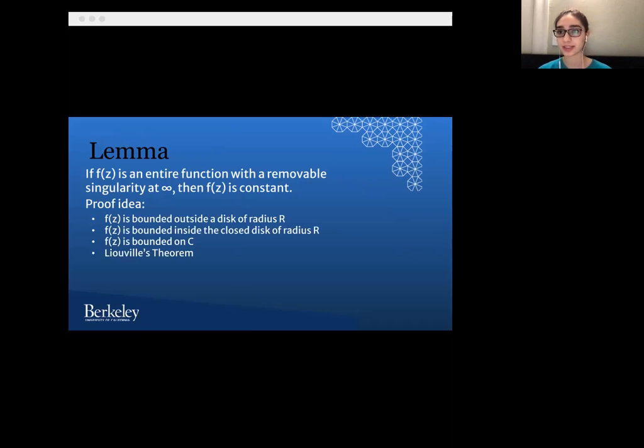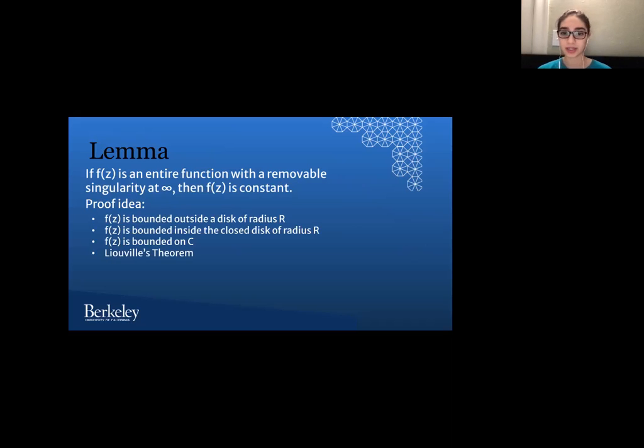Okay, so for the proof of this theorem, I want to introduce a lemma that's going to be used. The lemma states that if f is an entire function with a removable singularity at infinity, then f of z is constant. The way this proof would go is that we know f is bounded outside of a disk of radius capital R, since there's a removable singularity at infinity. We also know that f is bounded inside the closed disk by compactness, and therefore f of z is bounded on all of C by the maximum of the two bounds. Since f is bounded and entire, we can apply Liouville's theorem to see that the function is constant.